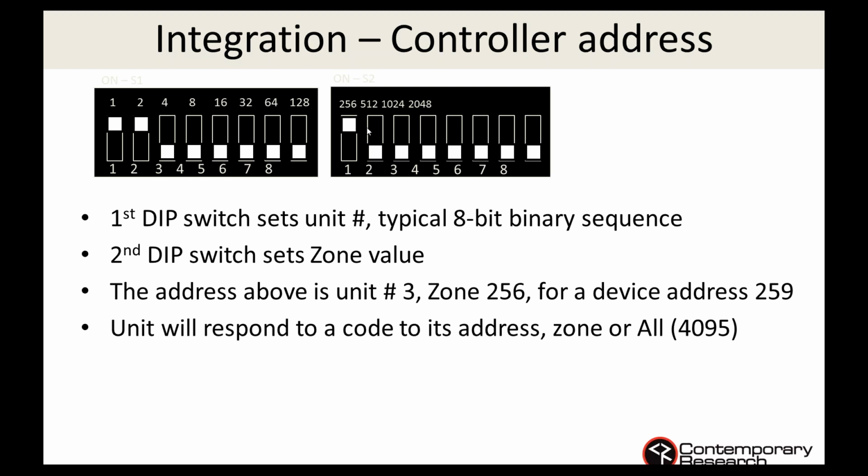And then we have multipliers. The second switch, the first switch will say add 256. So in this address, the first number is 3, the next one's 256. So my number for that device is 259. You just add them together. So it's a very simple matter of setting the switches.